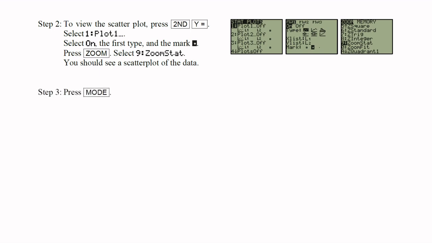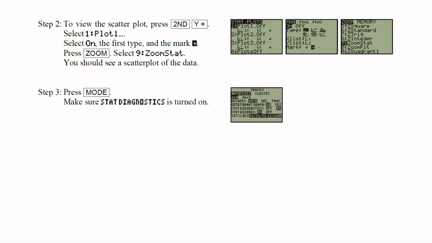From here, you're going to press mode. Make sure that stat diagnostics is turned on. So you're going to see that as the menu item that is just a couple before the set clock. The set clock's pretty easy to see on your screen. Stat diagnostics is 2 above that. So you want to make sure that is turned on.